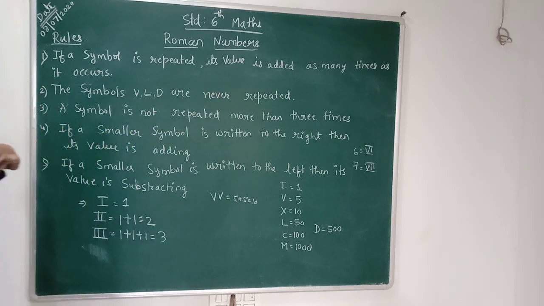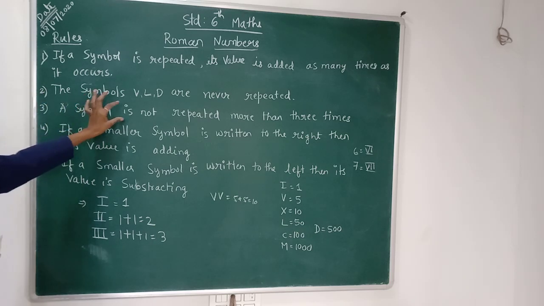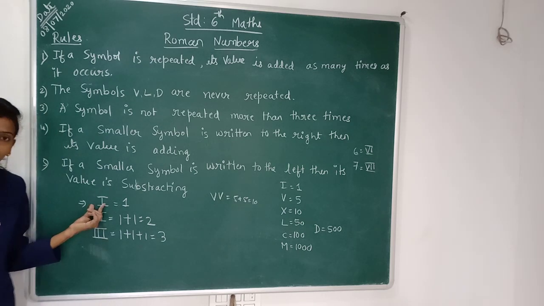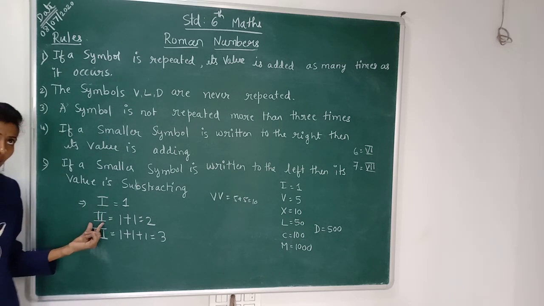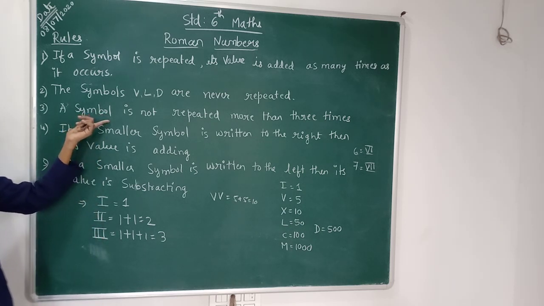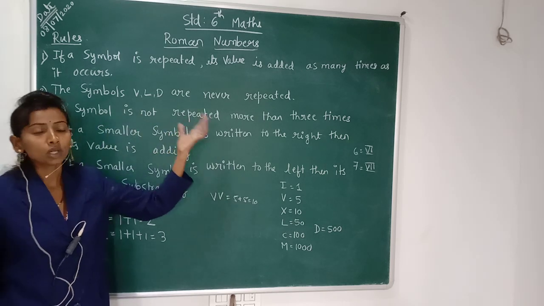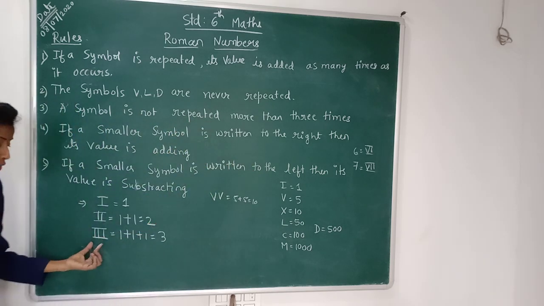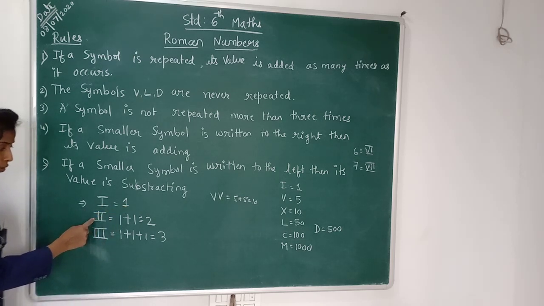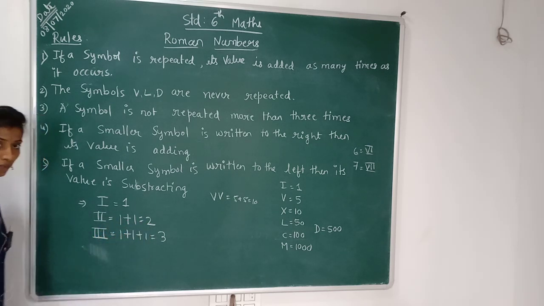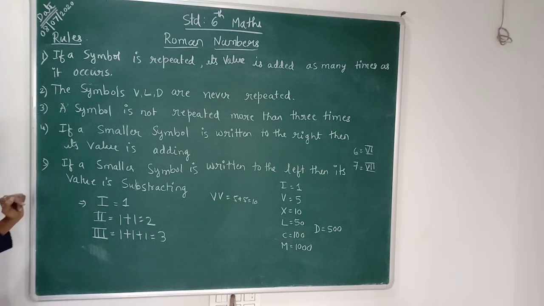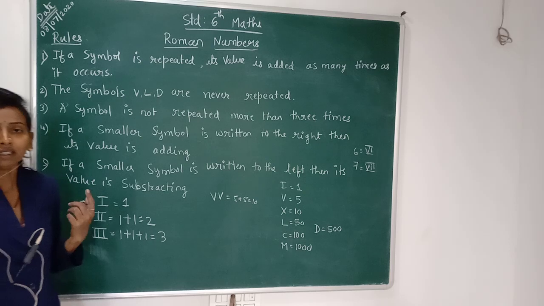The next rule is, a symbol is not repeated more than 3 times. See here, it is repeated once, here 2 times, and here 3 times. What does the third rule say? A symbol is not repeated more than 3 times. Up to 3 times you can repeat. First means 1. If it repeats 2 times, 1 plus 1 is equal to 2. If it repeats 3 times, 1 plus 1 plus 1 is equal to 3. It cannot be repeated more than 3 times.